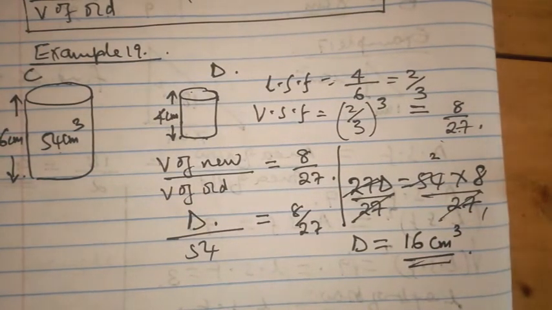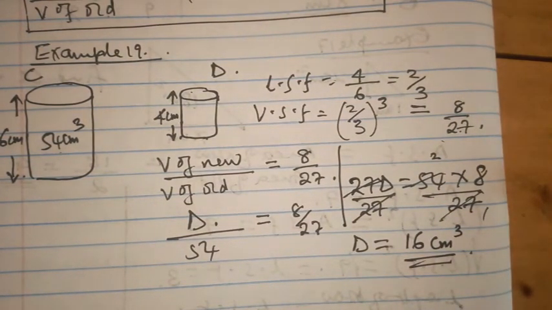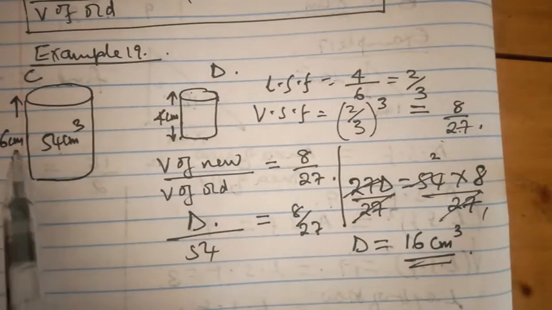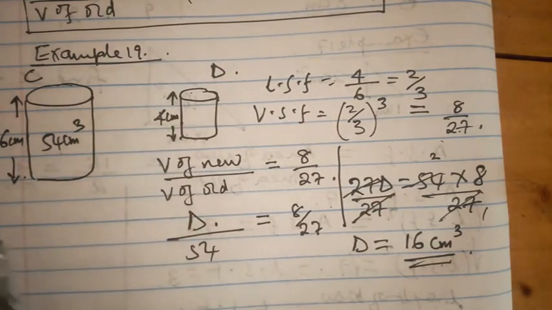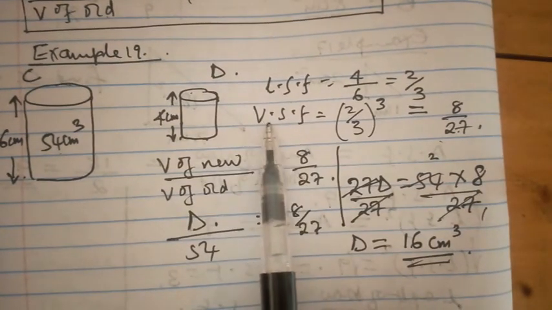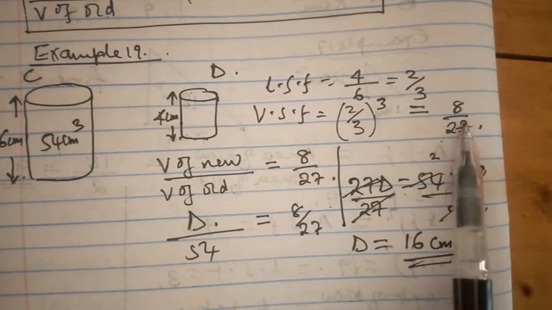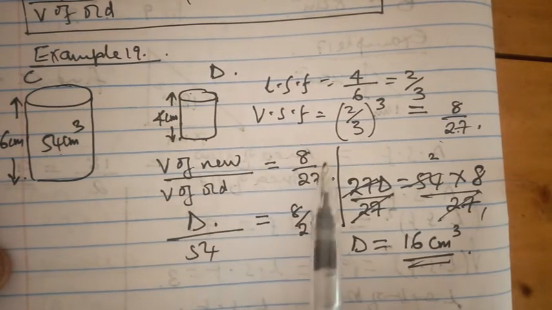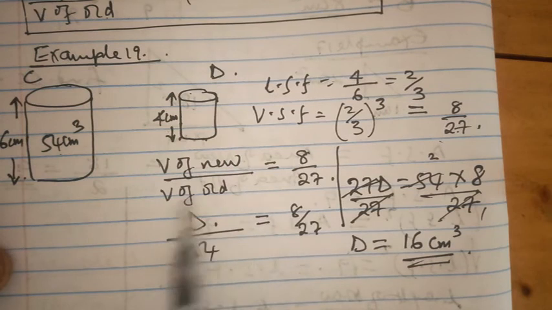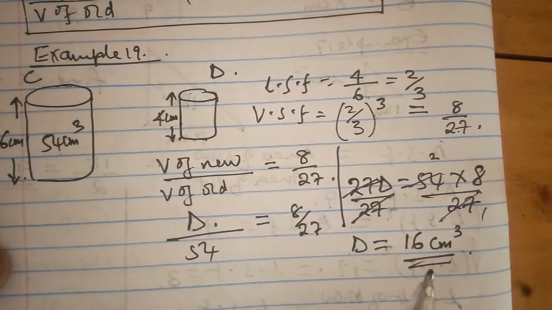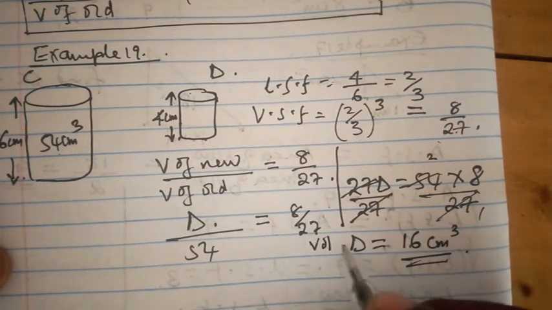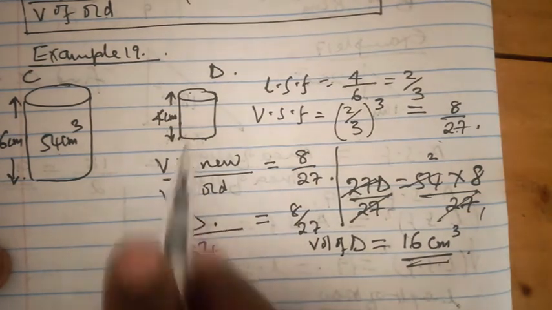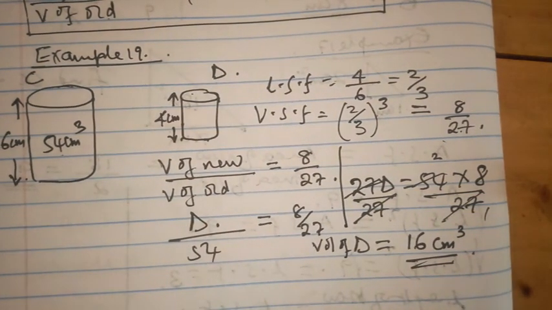And that is as simple as that. Please remember we have used the linear scale factor because that is where we had full information. Linear scale factor has brought us to the volume scale factor by cubing it. We know the volume of new over the volume of old is equivalent to the volume scale factor, and we have simply related them that way until we make the volume of D, which is the volume of the new, 16 centimeter cubed.